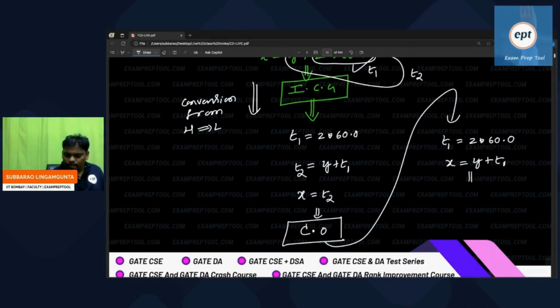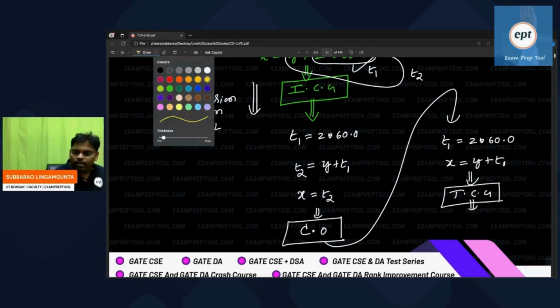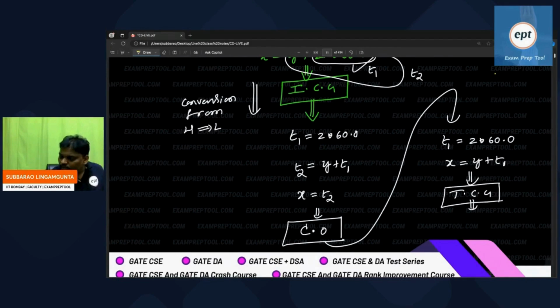Okay. Lastly, this is going to be the target code generator. Lastly, you want low level language statements. So everyone knows low level language statements. See this one. Multiplication means mul.